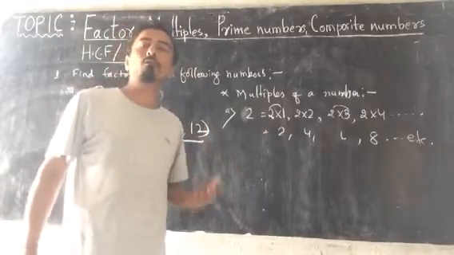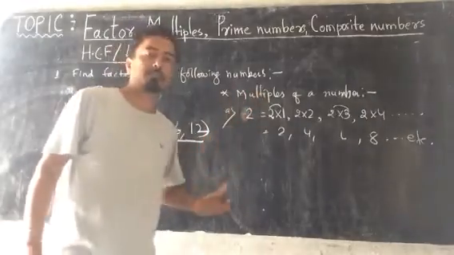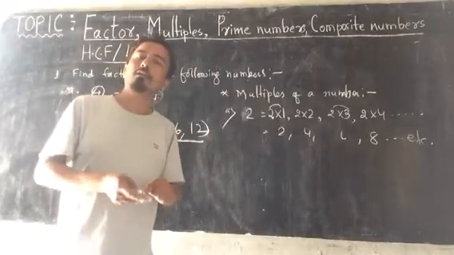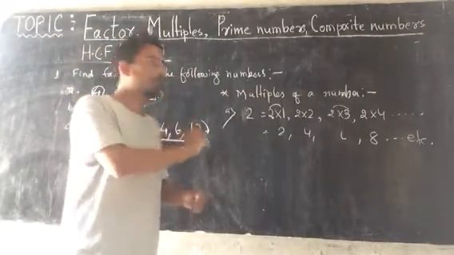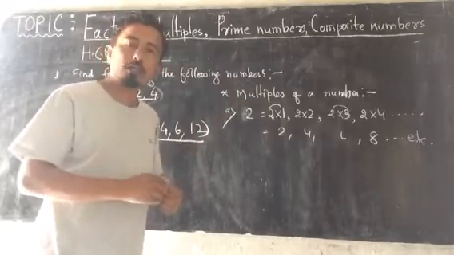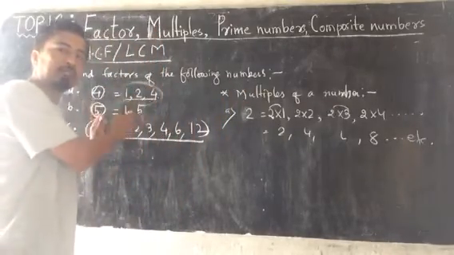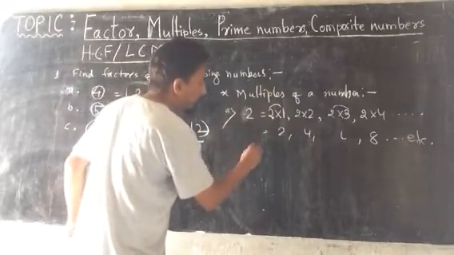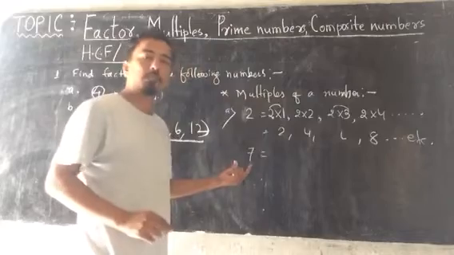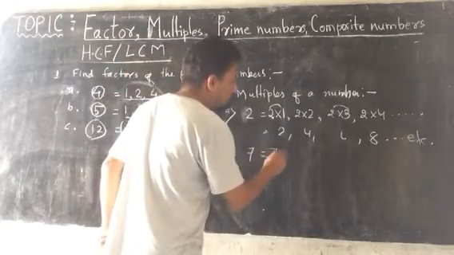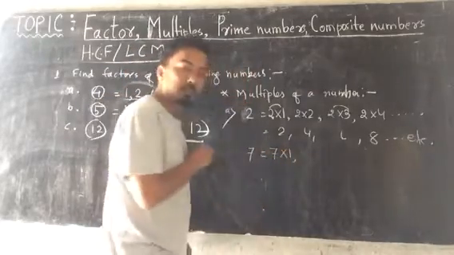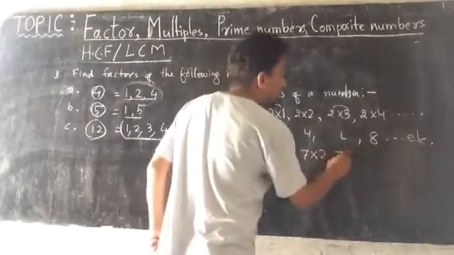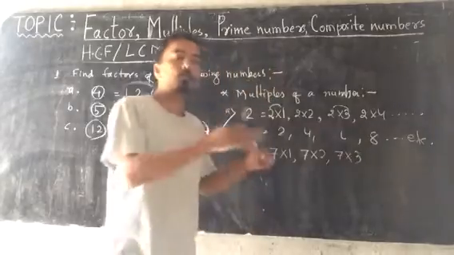It is very simple to find multiples, but finding factors has a particular method. Factors are a bit more difficult than multiples, so you have to concentrate more on this topic. Multiples I am doing here. Now 7: if I have to find the multiples of 7, how to find? You simply multiply 7 by 1, again 7 by 2, again 7 by 3. How many multiples do you have to obtain?